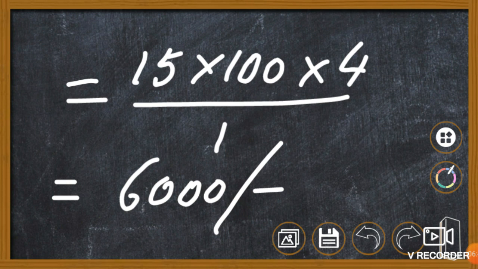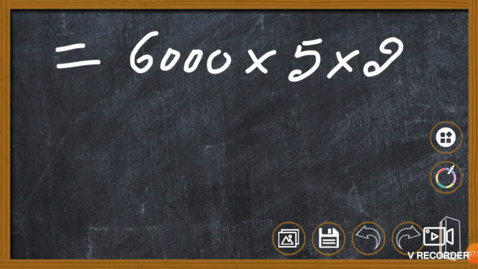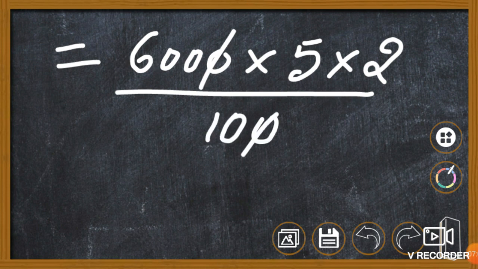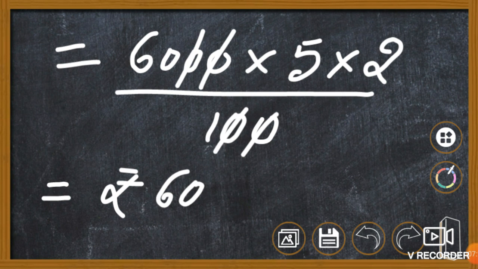Consider the same formula. For Kamal, P is 6,000, the rate of interest is 5, and N is 2, divided by 100. So 0, 0 gets cancelled. The product of 60 into 5 into 2 results as rupees 600. So rupees 600 is the simple interest which Kamal receives. The next step is to calculate the compound interest of Anand.